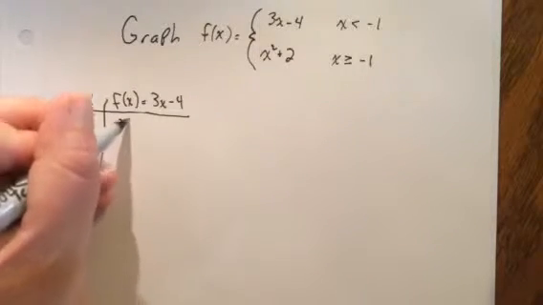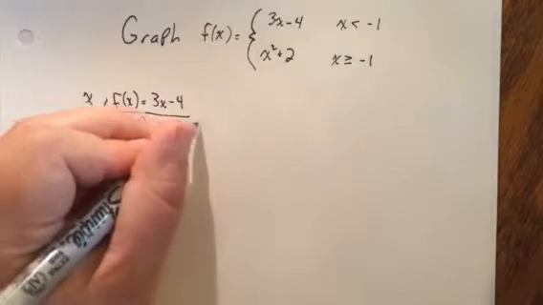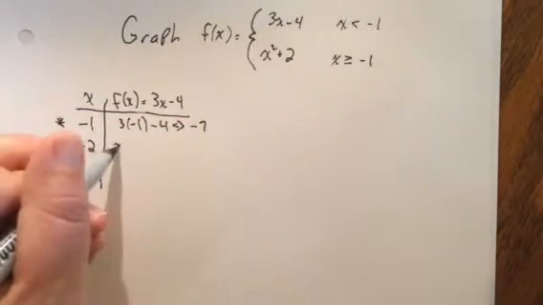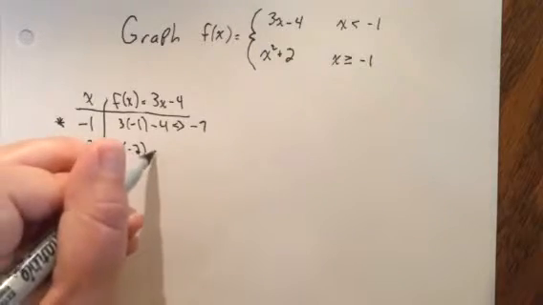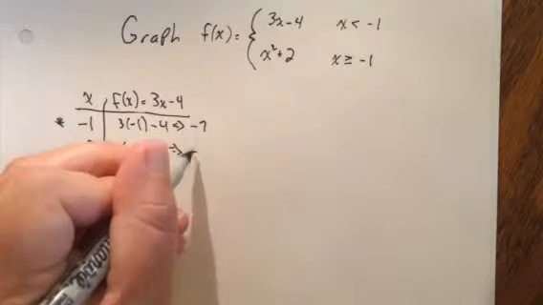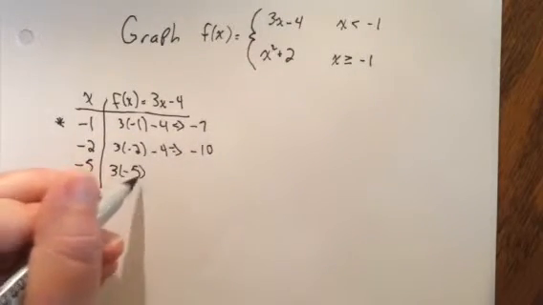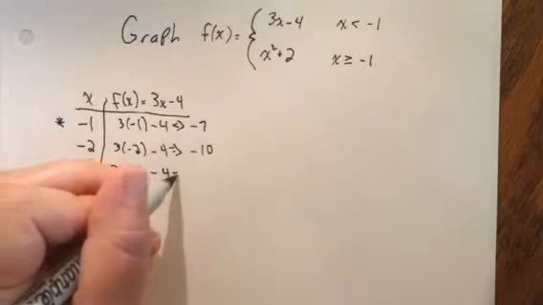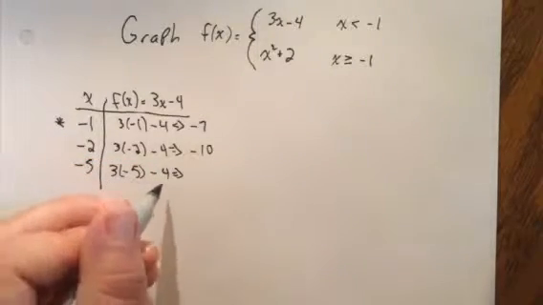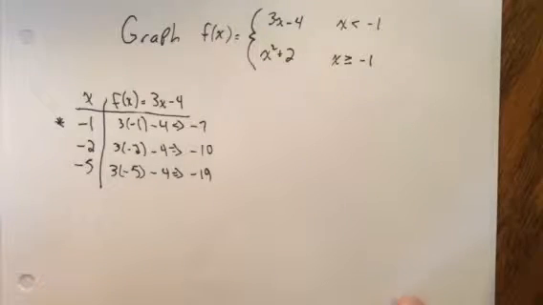I would get 3 times -1 minus 4, which should give me -7. 3 times -2 minus 4 should give me -6 minus 4, which is -10. 3 times -5 minus 4 is -15 minus 4, which is -19. So I can go ahead and start graphing this.